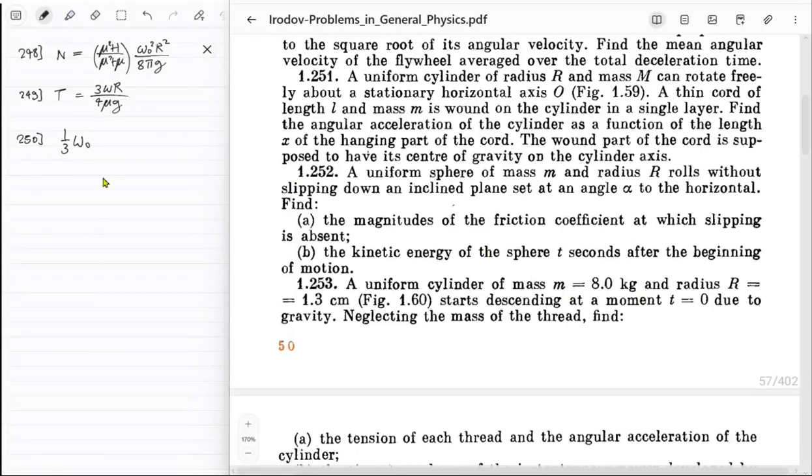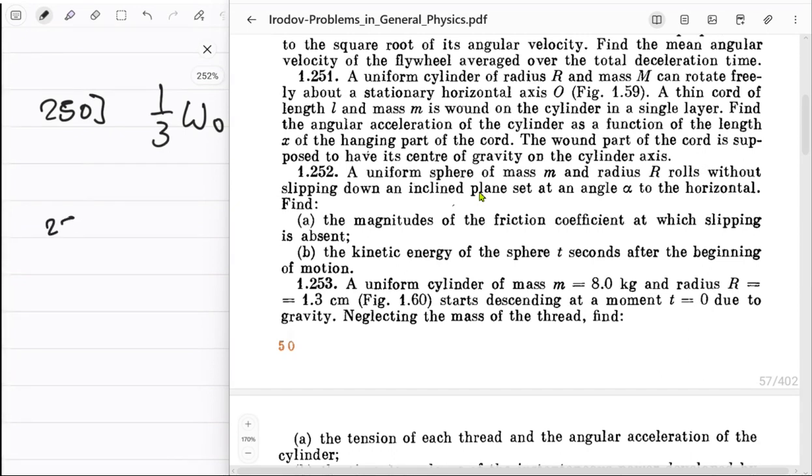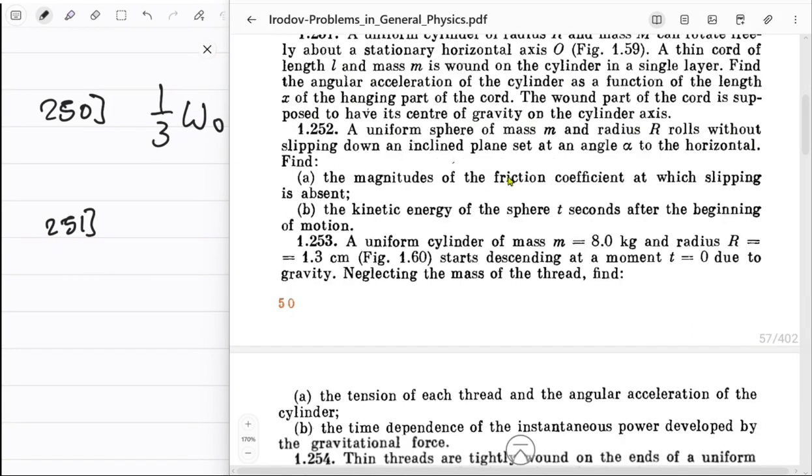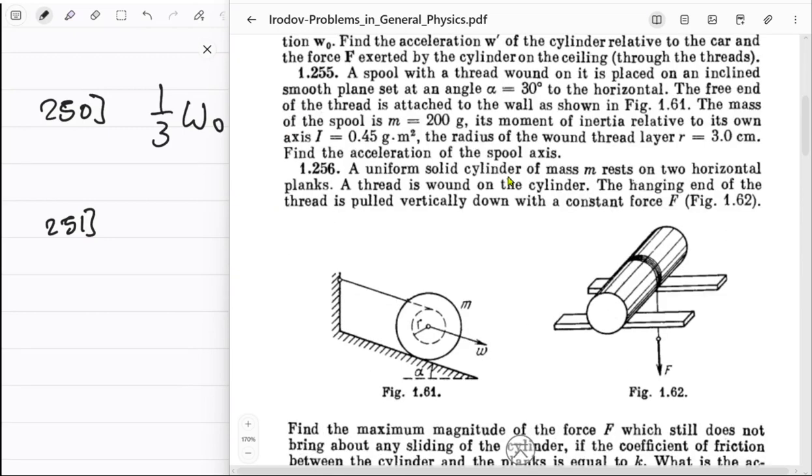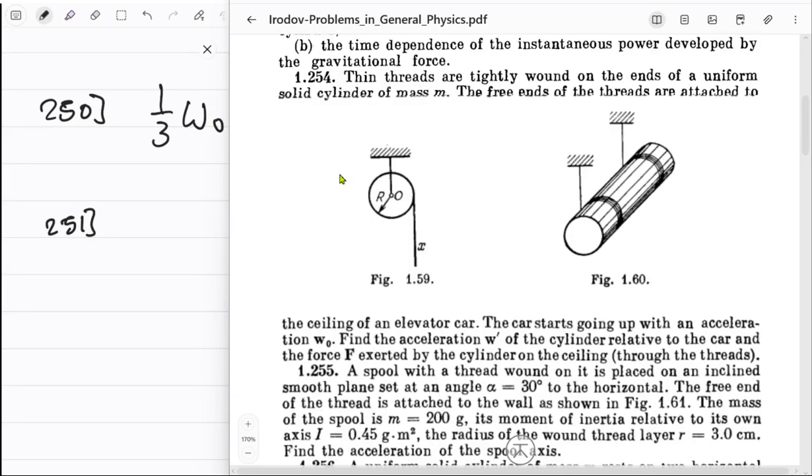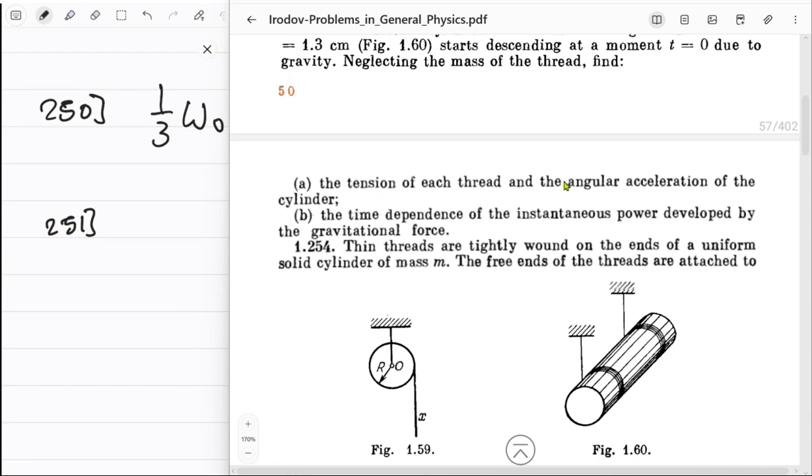Okay, so 250 done. Let's do 251 now. Uniform cylinder, radius r, mass m, rotate freely about a stationary horizontal axis O, figure 1.59. Where's that figure? Alright, what about it?